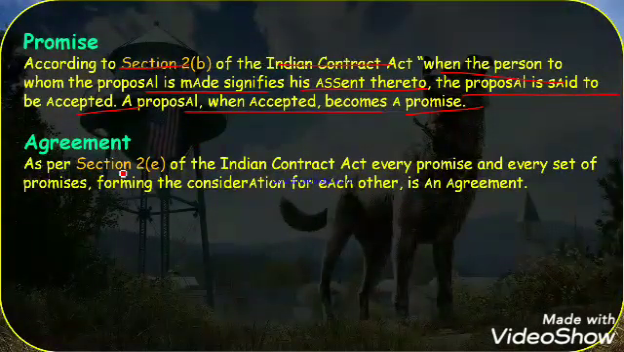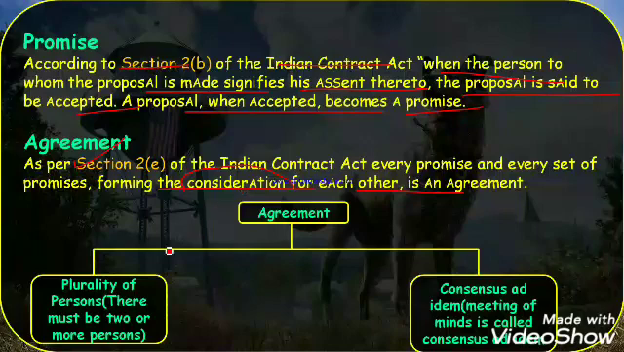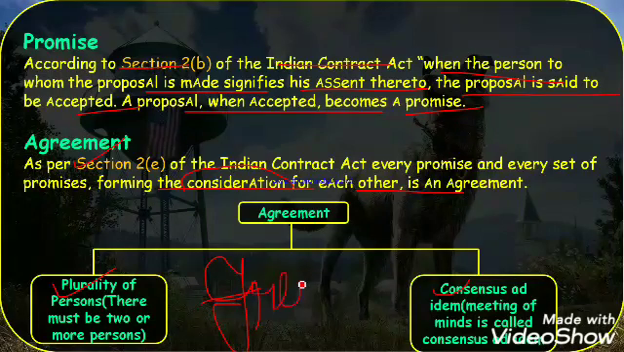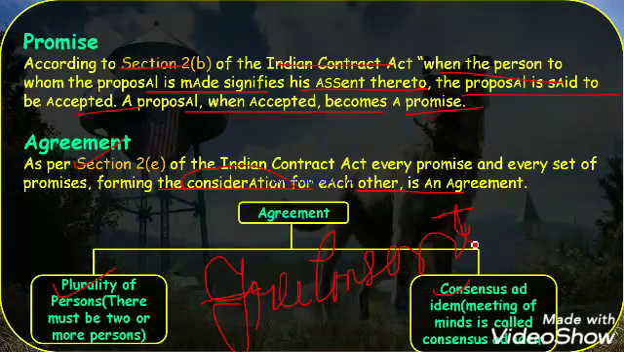Now let's talk about an agreement. Agreement is defined under Section 2(e) of the Indian Contract Act. Every promise and every set of promises forming the consideration for each other is known as an agreement. Consideration means I will give you something, you will give me something, and both parties will be happy. Agreement will include two things. The features of agreement are plurality, there must be two or more persons, and consensus ad idem, meaning there must be a meeting of minds and free consent. Remember the term free consent, a very important term for your MCQ pointer. Free consent basically means matching of minds and permissions.